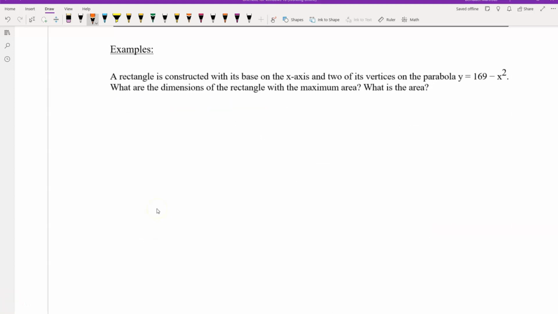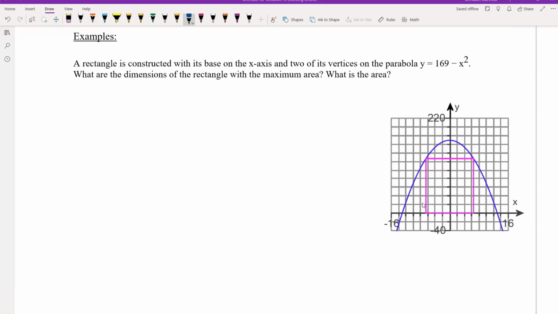Examples: a rectangle is constructed with its base on the x-axis and two of its vertices on the parabola y equal to 169 minus x squared. What are the dimensions of the rectangle with a maximum area? What is the area? Here we have a picture of the problem. The rectangle that is to be maximized has its base on the x-axis and its two upper vertices on the parabola y equal to 169 minus x squared.